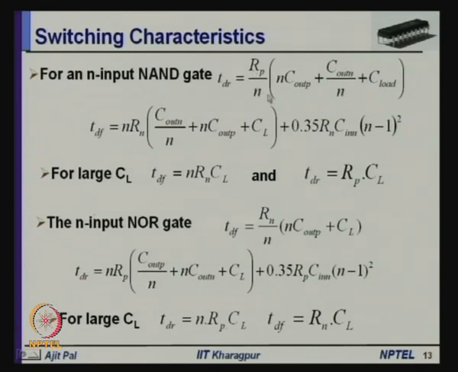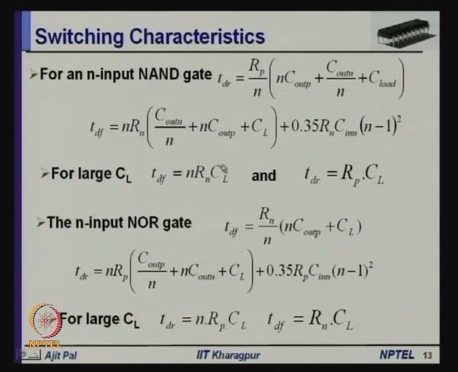That means, although the PMOS transistors are in parallel, only in the worst case the rise time will be maximum, when only one of them is on. Similarly, the fall time is n Rn into (C out N by n plus n C out P plus CL). And also the expression for charging the input capacitance is given here. When CL is large, TDF is equal to n Rn CL and TDR is equal to RP CL.